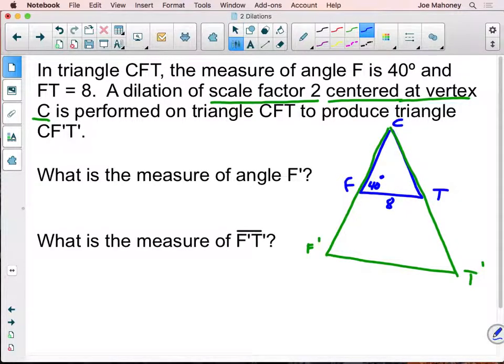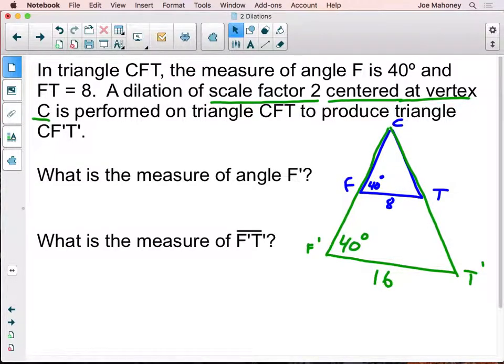So we just saw that dilations are not rigid motions. So they create similar figures. They don't preserve distance, they only preserve angle. So the measure of angle F prime is going to be 40 degrees, because those two angles will be the same. It's just a dilation. It doesn't change the size of the angle. But it does change the measure of F prime T prime. A scale factor of 2 is going to double that measurement to 16. So that's our idea behind our dilations. We make a similar triangle. The angles are congruent, but we've just changed the side lengths.